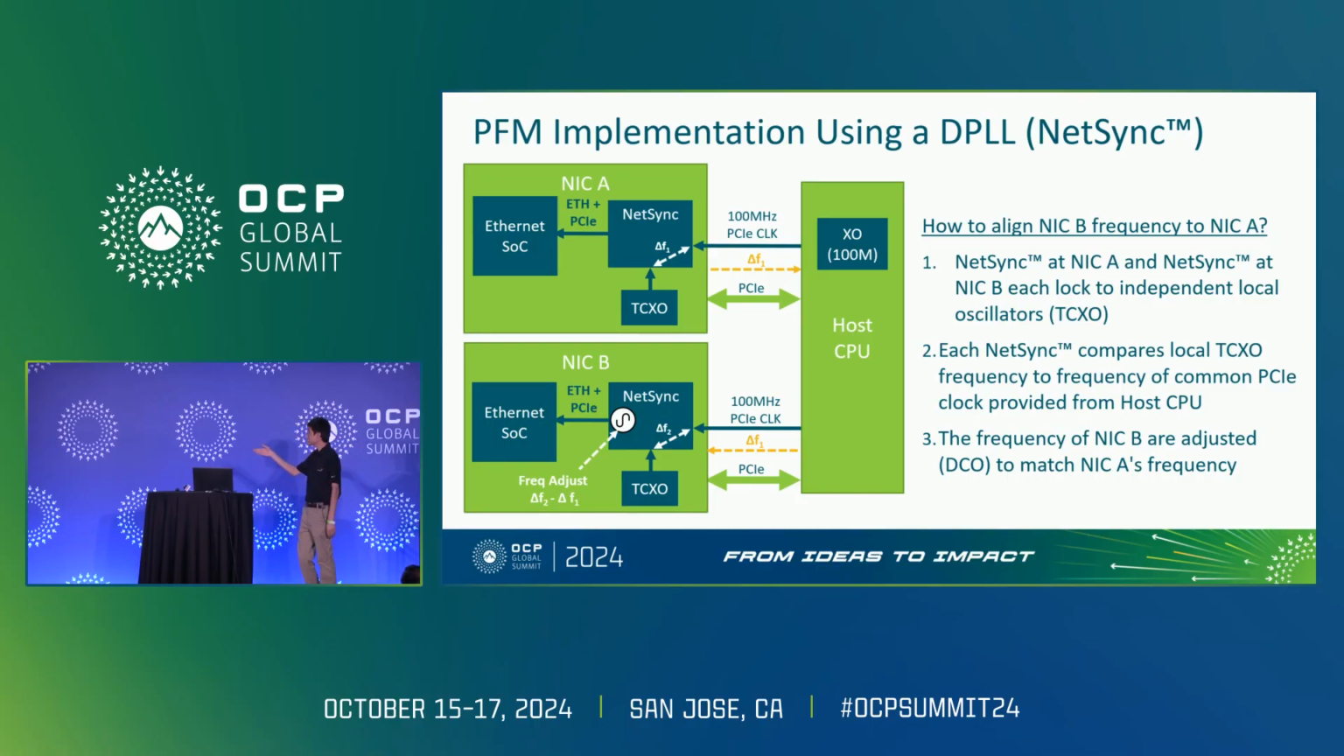To know the frequency difference between two cards, you can measure each local oscillator, TCXO, against a common clock. And in this case, it's the PCIe clock, 100 megahertz, coming from your CPU, server, whatever it may be. Once you have a difference in frequency, you can subtract those, and then drive the frequency in NIC B to match whatever NIC A is going to be. And because it's in software, you can extend this to n number of NICs, 100, however many you want, because it's just a software servo loop. There's no other hardware going on.